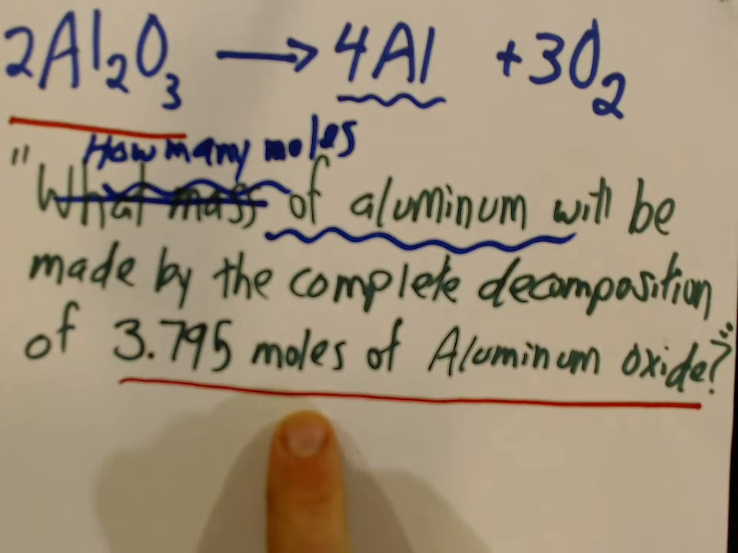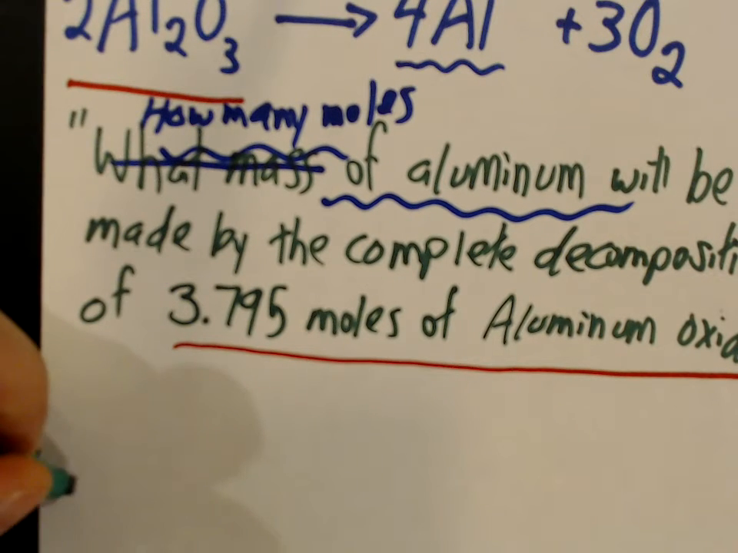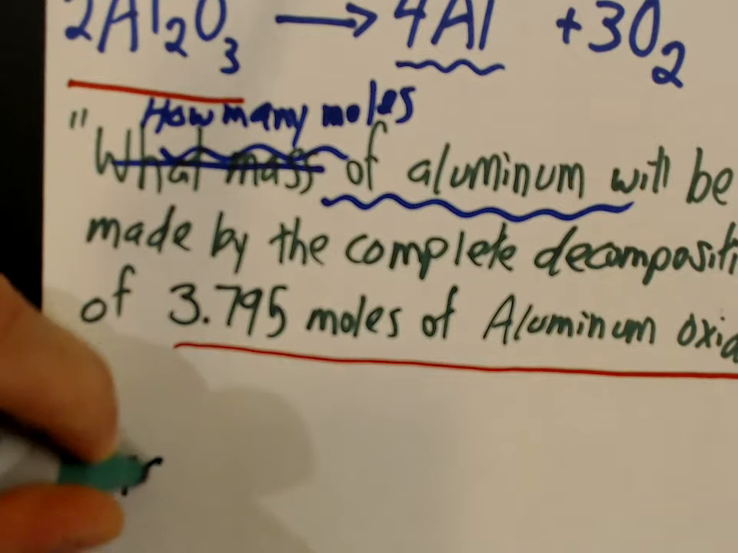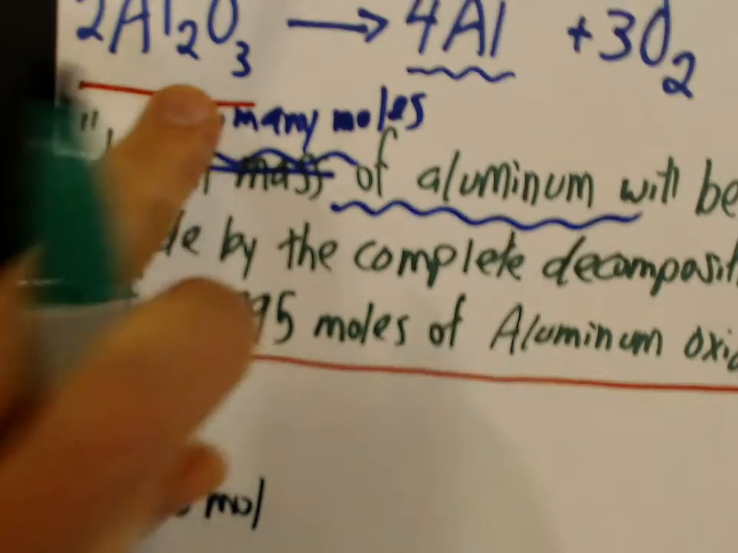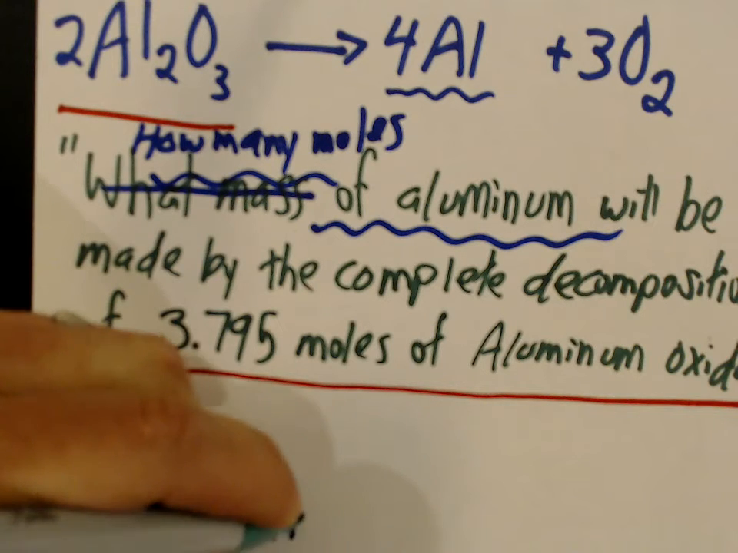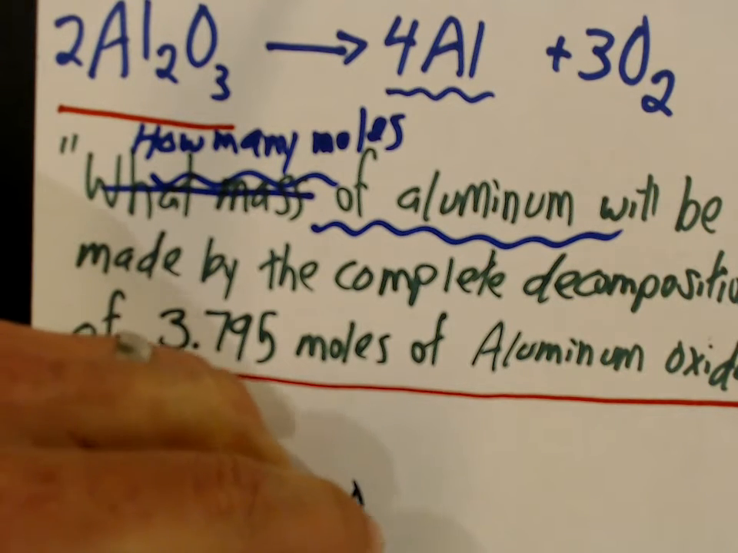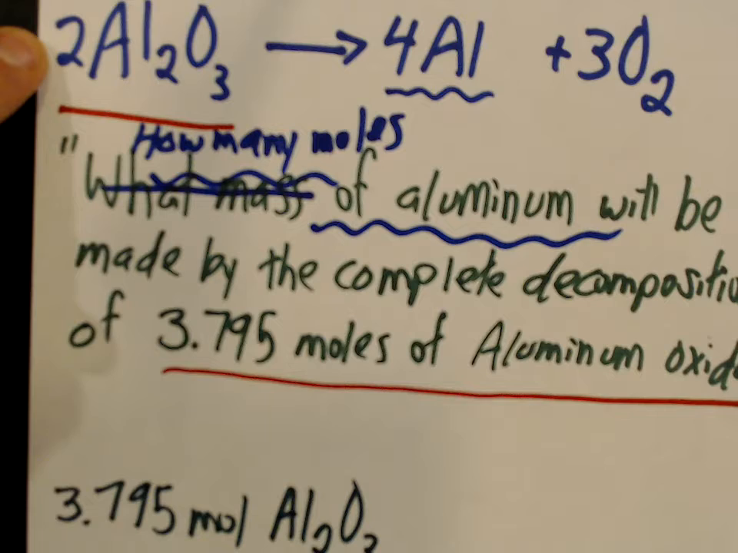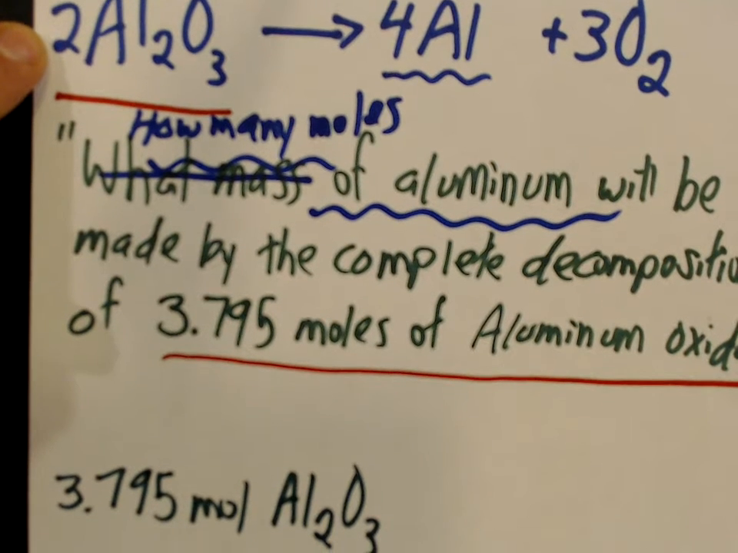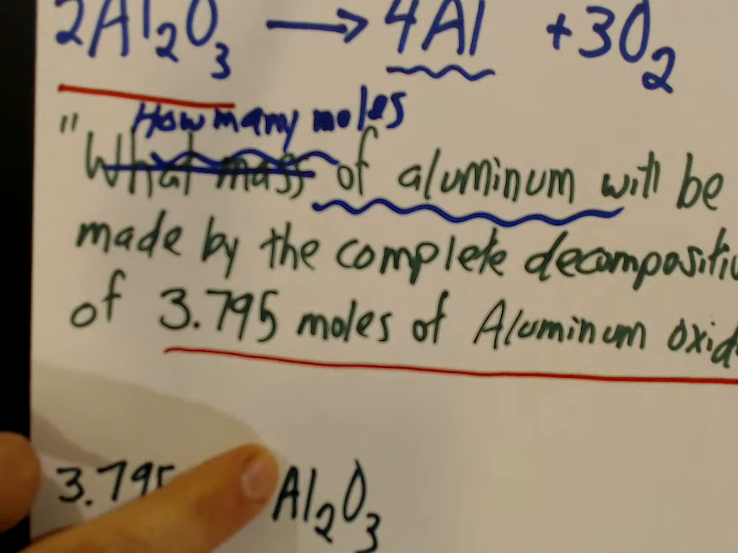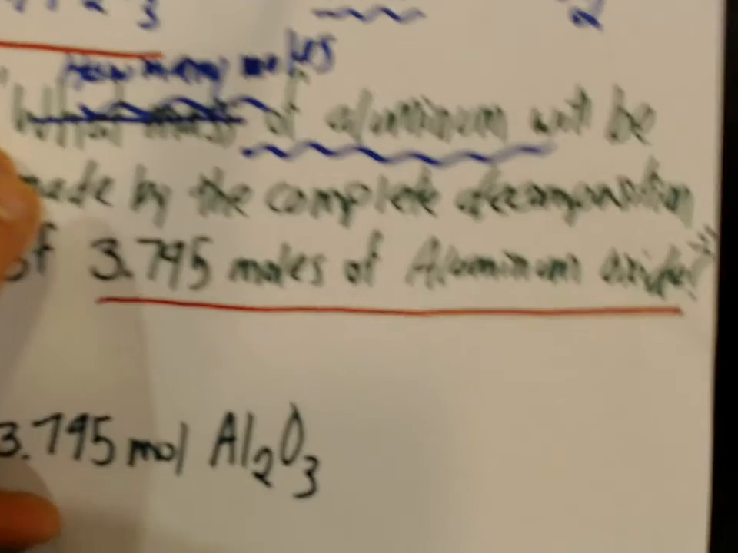Take 3.795 moles of aluminum oxide, write it down: 3.795 moles of aluminum oxide, Al2O3. Wait a minute, what about that big 2? Once again, that's a coefficient. It's not part of the formula. We're going to use that later. That big 2 does not need to be written here.